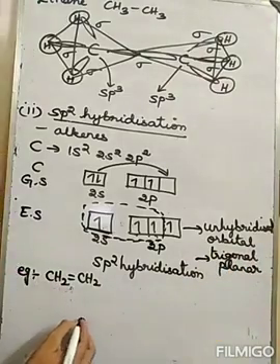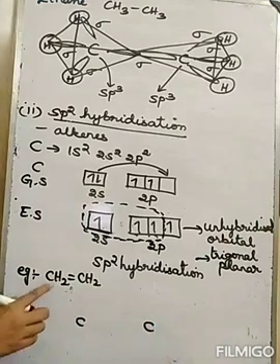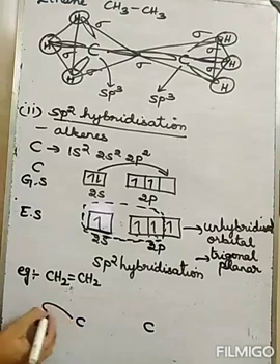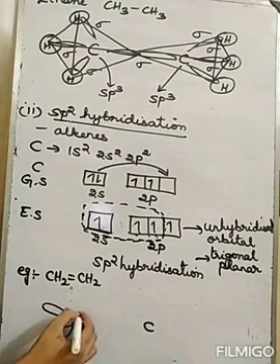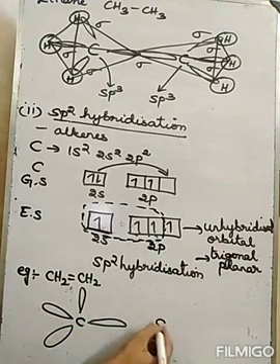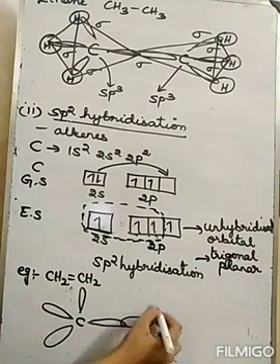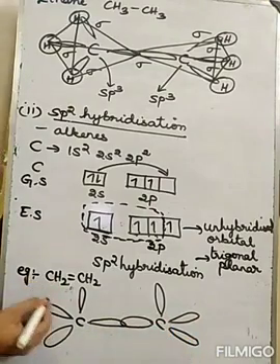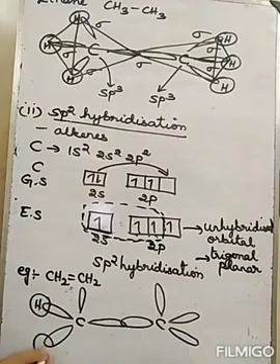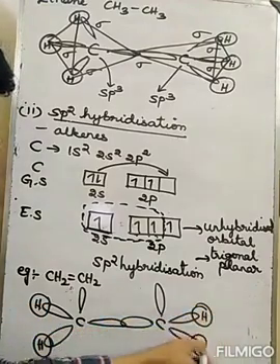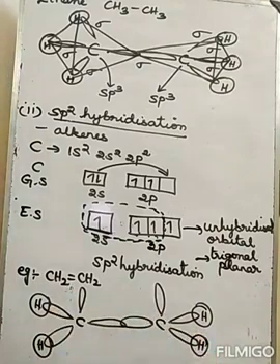So ethene means C, C. For carbon, how many orbitals should we draw? 4 orbitals: 1, 2, 3, 4. And for this carbon also I am drawing 1, 2, 3, 4. And H2 means 2 hydrogens I will be drawing on each.